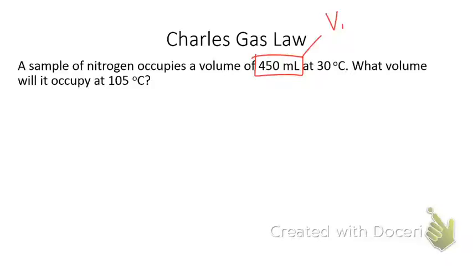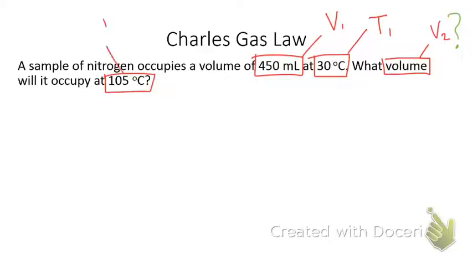milliliters. I like to just stop as I'm reading the problem and box in or underline each one of my variables. I know that milliliters is a unit for volume, so I'm going to label that as my volume 1. And here's the temperature that that sample of gas was at, so there's going to be my temperature 1. I know that's temperature because it has the unit degrees Celsius. It says what volume, that to me means my unknown is going to be volume 2. Will it occupy at 105 degrees Celsius? There is my ending temperature.